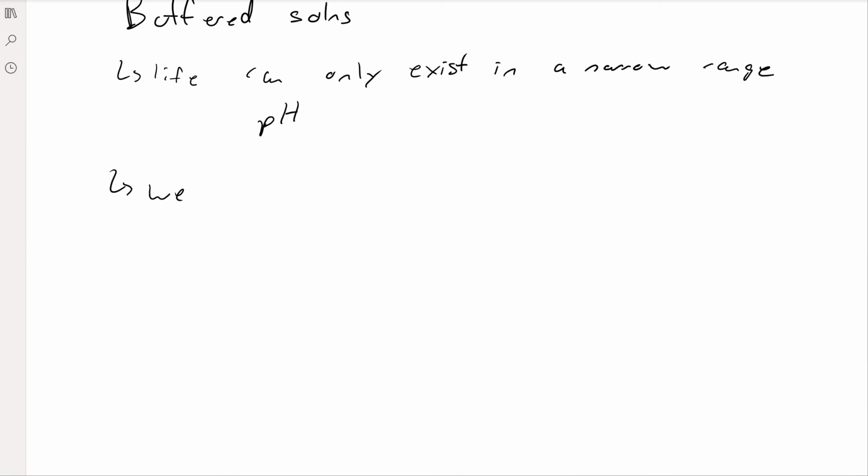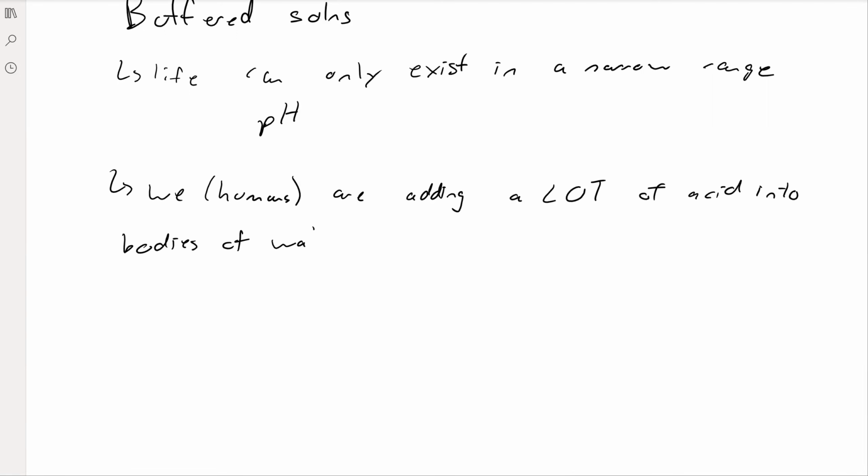And one of the issues is that we as humans are adding a lot of acid into bodies of water and really everywhere. So why, if we're adding a bunch of acid and life can only live at a certain pH range, why isn't everything dead? At least not yet.